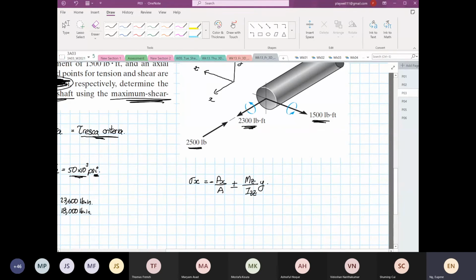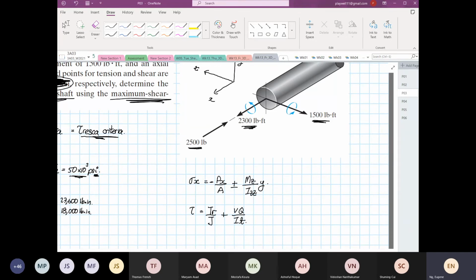So this is equal to Mz divided by Izz, multiplied by y. And then the shear. So we also know the shear. The shear, there are two. We can look at TR over J, because there's a torque, plus VQ over IT. So that is our shear, and now all this should be really familiar for you.